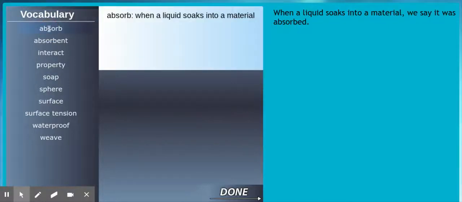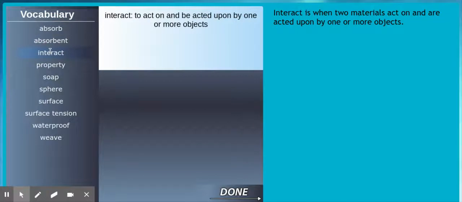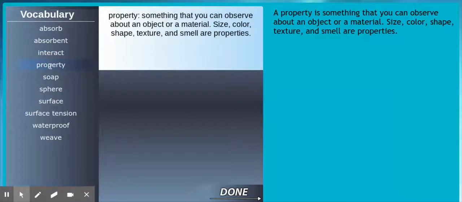When a liquid soaks into a material, we say it was absorbed. A material is absorbent when it is capable of soaking up liquid easily. Interact is when two materials act on and are acted upon by one or more objects. A property is something you can observe about an object or a material. Size, color, shape, texture, and smell are properties.